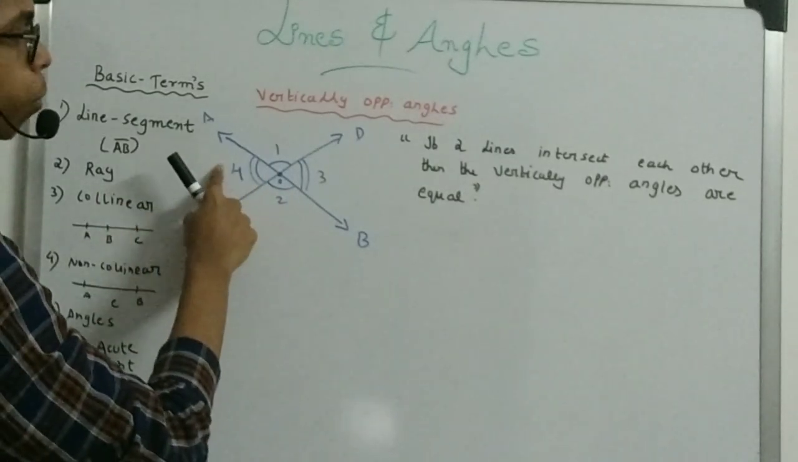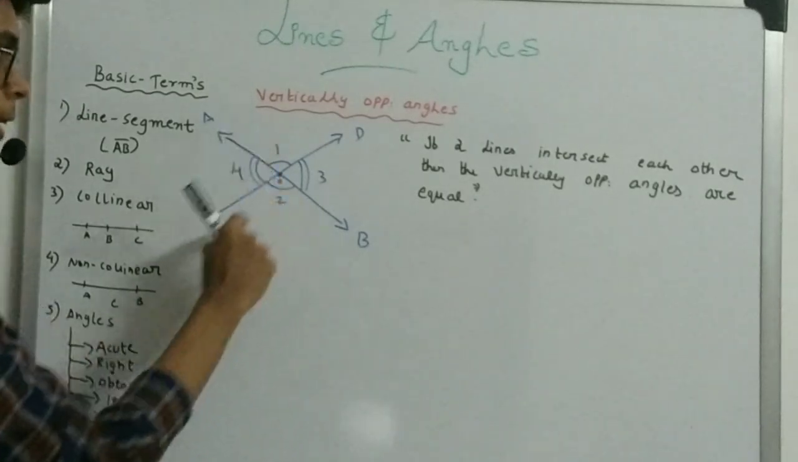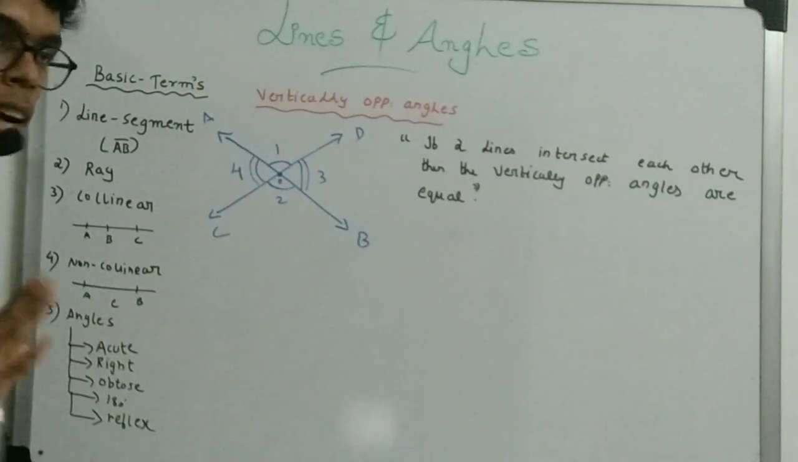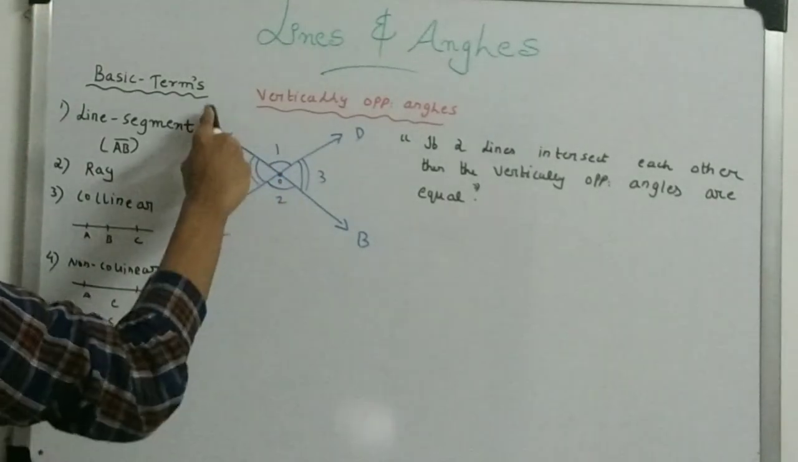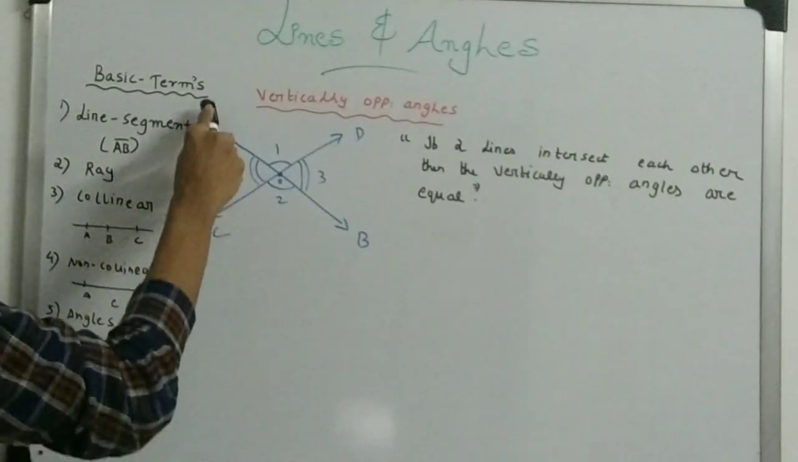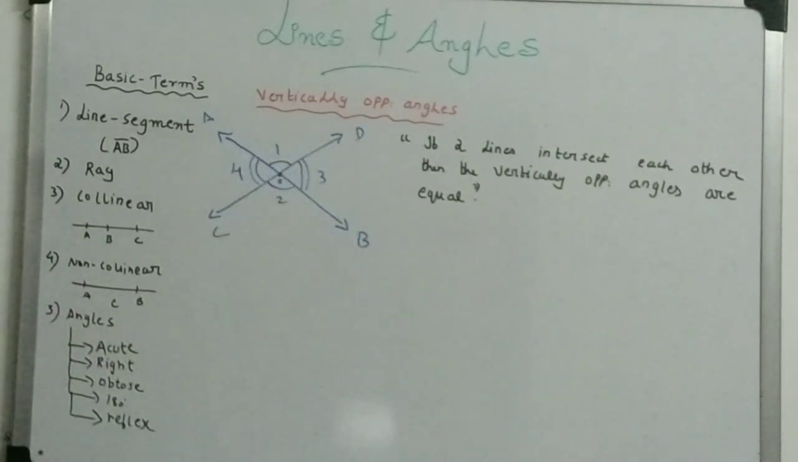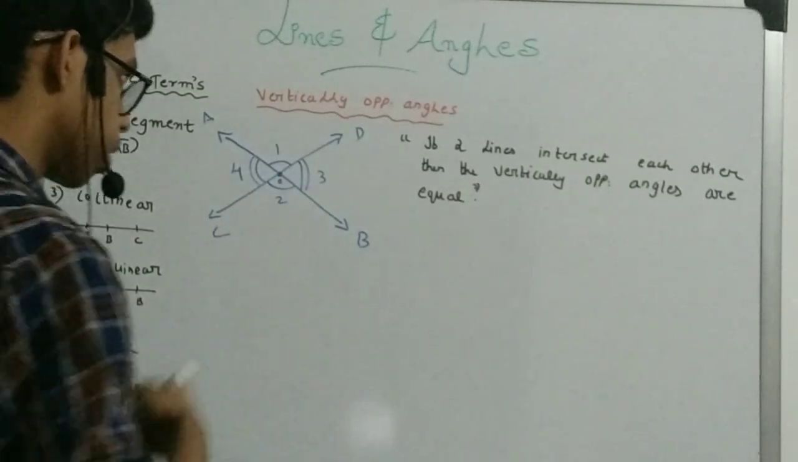Similarly, this angle 4 is just opposite to angle 3. I have given it 1, 2, 3, 4 for convenience. Or you can say angle AOD and COB are vertically opposite angles, and angle AOC and angle DOB are the other vertically opposite angles. So we know that the vertically opposite angles are equal to each other.